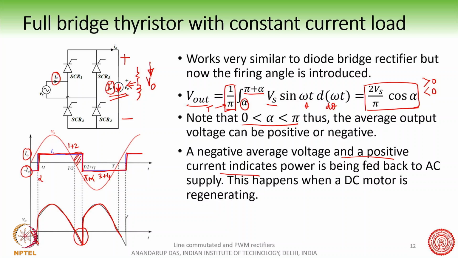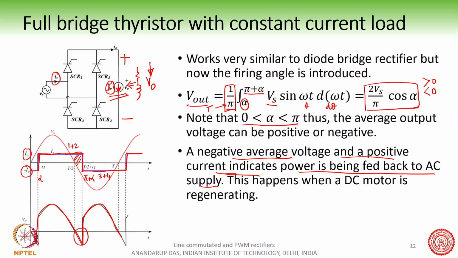So what does this mean? A negative average voltage and a positive current. What is being said? The power drawn by the load is now becoming negative. It means that this power is being fed back to the AC supply. Power drawn being negative means that power is given back from the load into the AC supply. Now this can happen, and this happens in many applications.